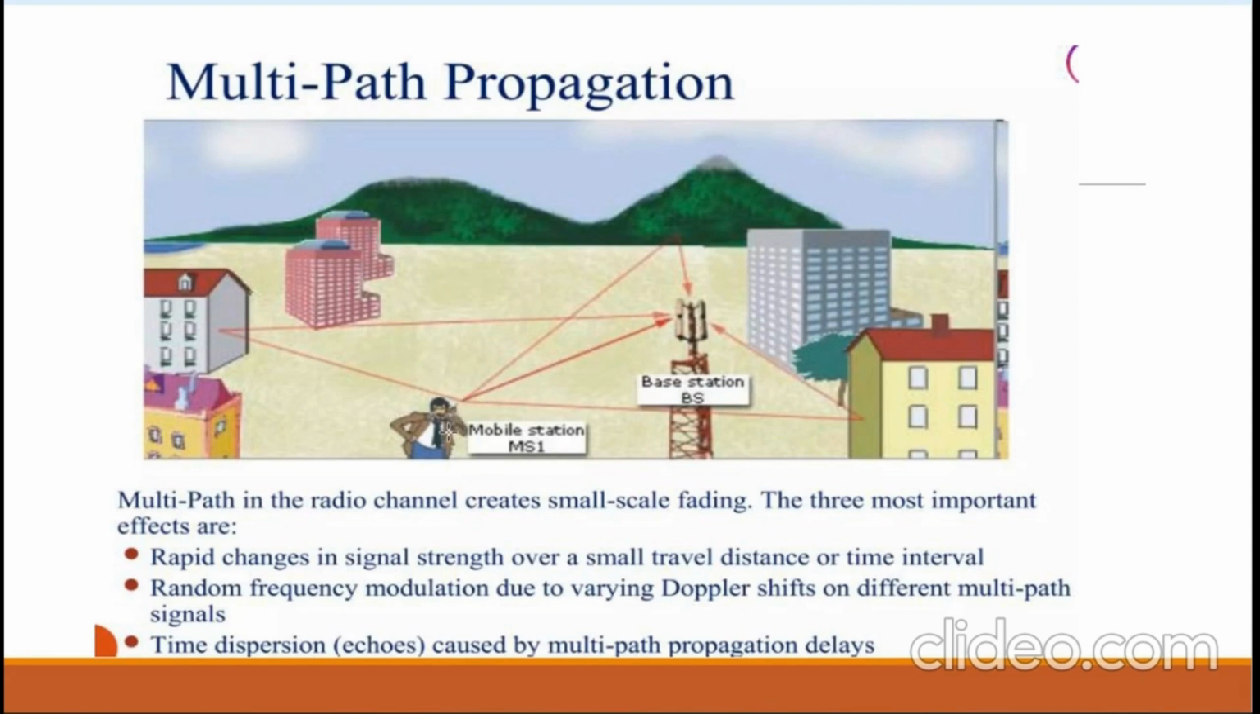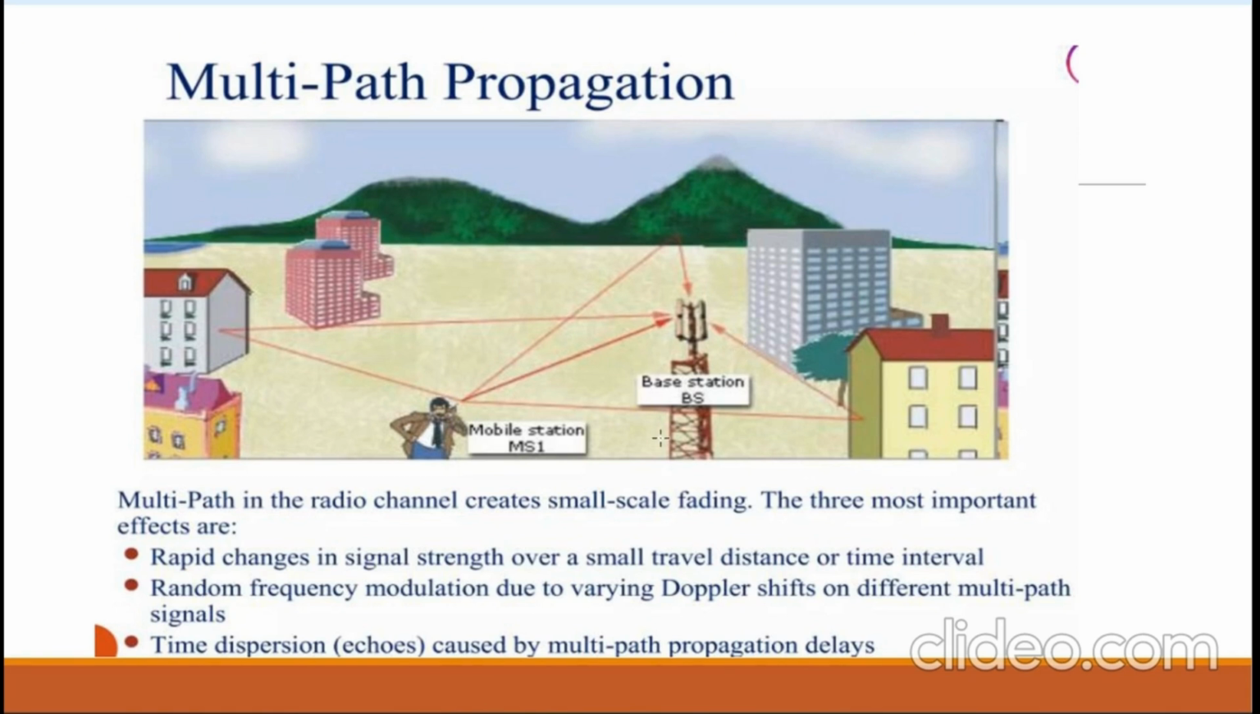The scenario is that the link between the mobile station and the base station is established, and the link is not a straight direct path, but rather it has multiple paths. The wireless signal takes multiple paths to reach the base station from the transmitter, that is the mobile station.